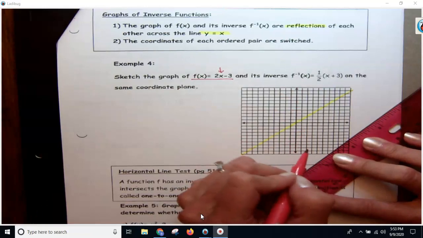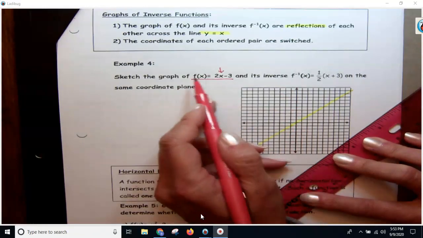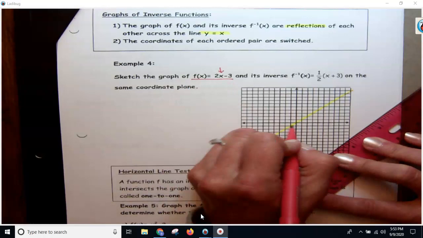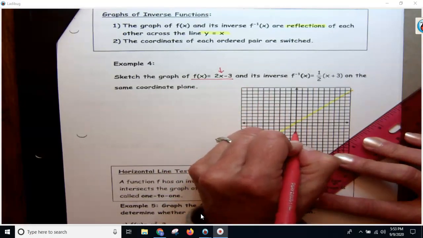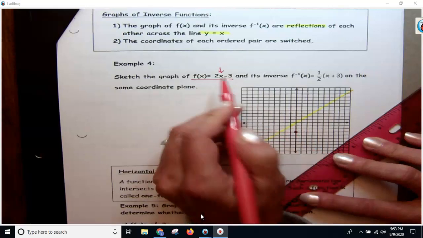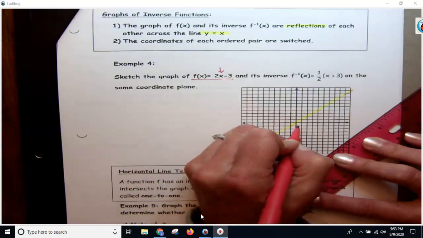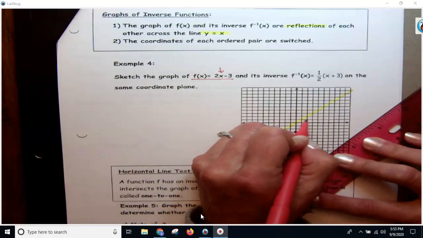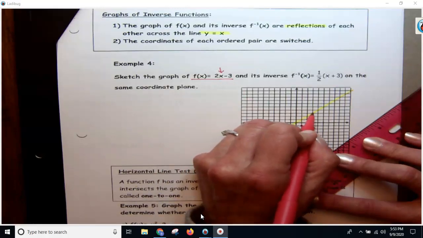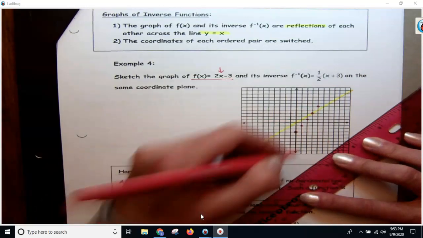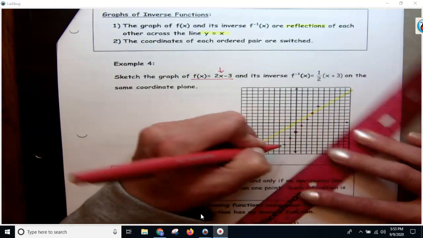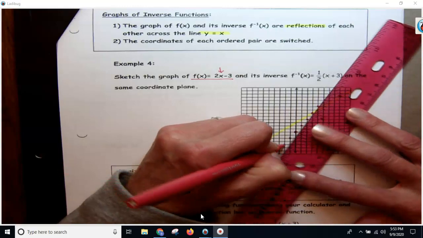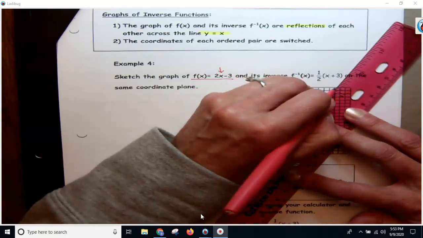I'm going to tell you a little secret as we go on, but not right this second. So I'm going to graph this. I'm going to go down 3 because my y-intercept is negative 3. 1, 2, 3, negative 3. My slope is 2, so I'm going to go up 2 over 1, up 2 over 1, up 2 over 1, up 2 over 1. All right. Or I could go down 2 to the left 1, down 2 to the left. Same thing. There's my line.